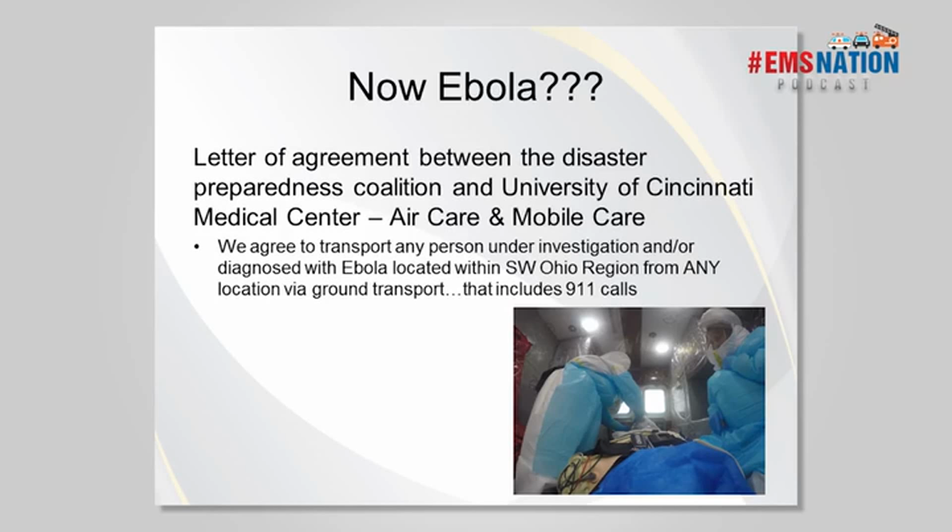So within Ohio, and within the area, we have an agreement that states that our ambulances will either pick up a patient from a hospital to take them to Cleveland, or we will go to a home to pick up someone that's on Ebola watch who happens to be sick and needs to be transported. 911 will not transport these patients. We are tasked with transporting these patients.